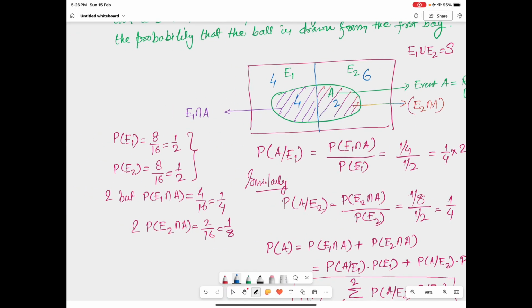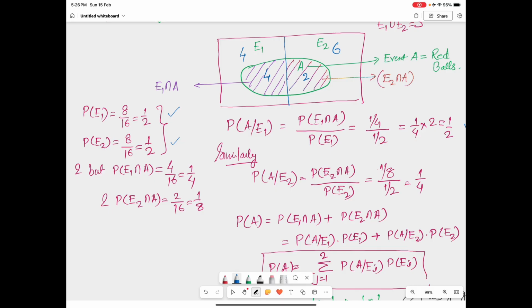Now the probability of taking a ball from bag 1 is 8 by 16 because there are 8 balls, which is 1 by 2. The probability of getting a ball from bag 2 is also 8 by 16, which is 1 by 2, because 8 balls are there in that. P of E1 intersection A, you already know there are 4 such balls which are red and in bag 1. So 4 divided by 16 is 1 by 4. P of E2 intersection A is 2 by 16, which is 1 by 8.